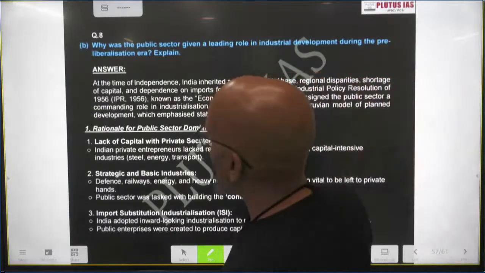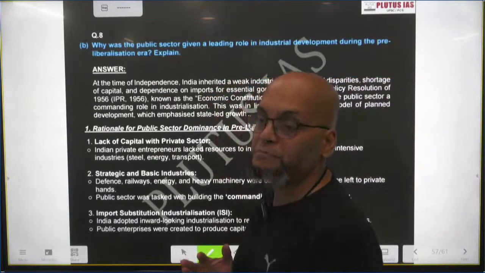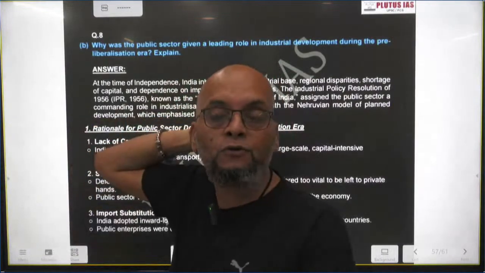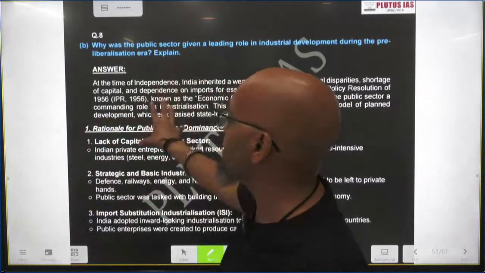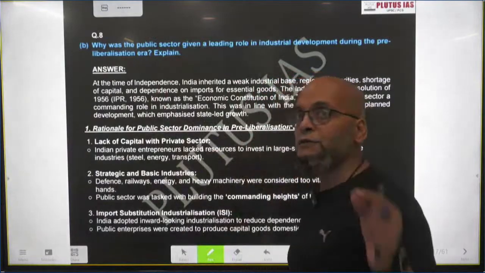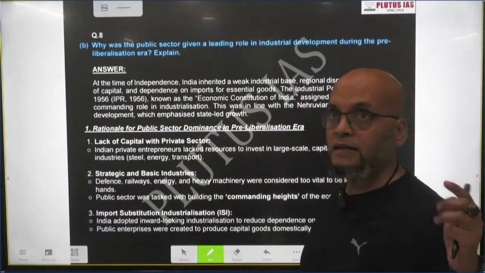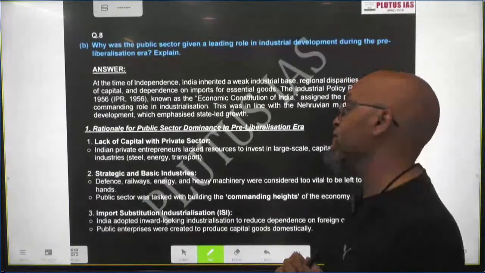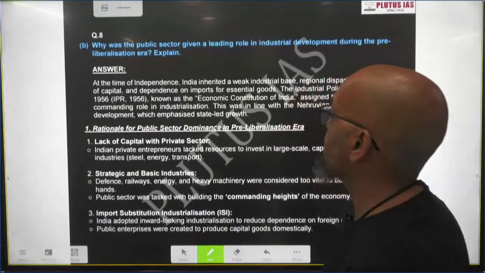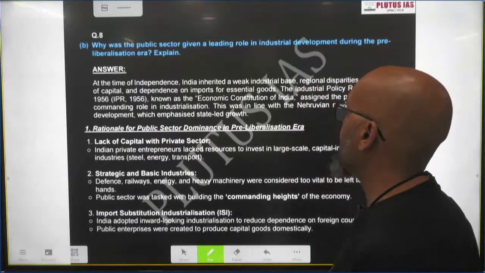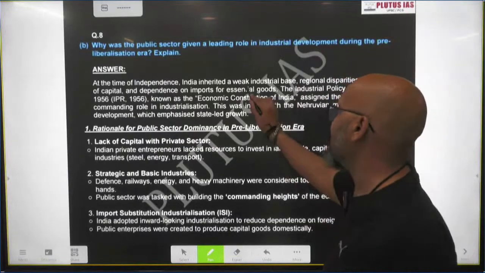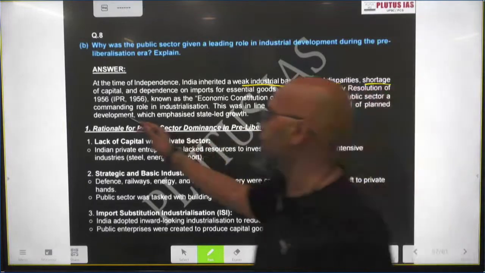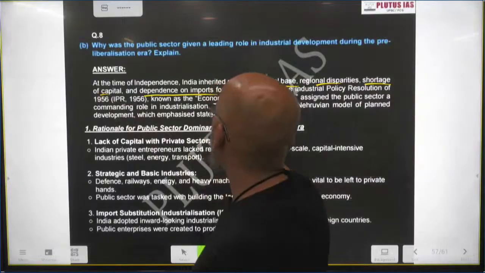So again, a wonderful answer could be written because mostly people say that the private sector should have been given more role and all these things, but there were certain reasons we will understand here. And it was a good step taken by the Prime Minister and economic decision makers of that time. So answer: at the time of independence, India inherited a weak industrial base, regional disparity, shortage of capital, and dependence on import for essential goods.